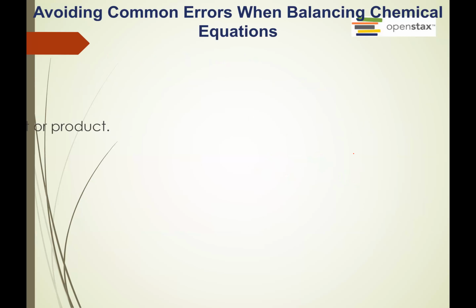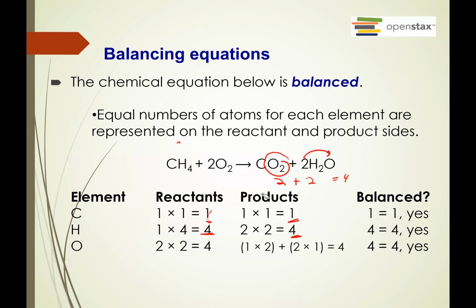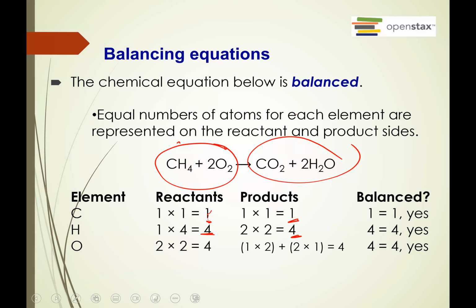And so this is a balanced chemical reaction because we have the same number of each atom on the reactants and the same number of each atom on the products. That's what makes it a balanced reaction. And again, the reason we do that is because we can't destroy or create matter. It has to be the same number of each.